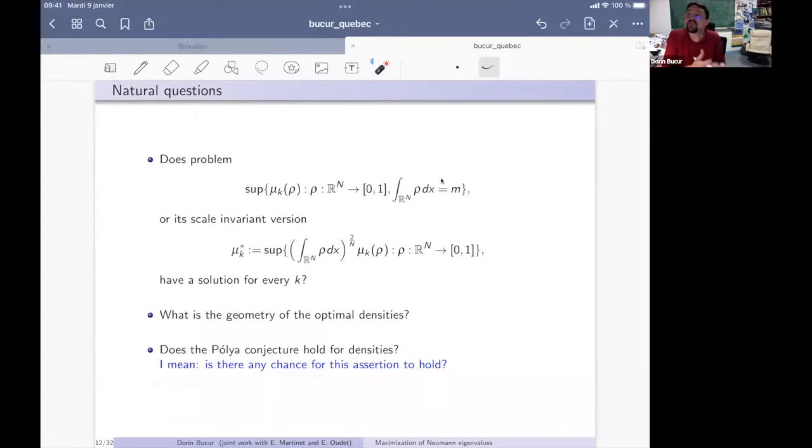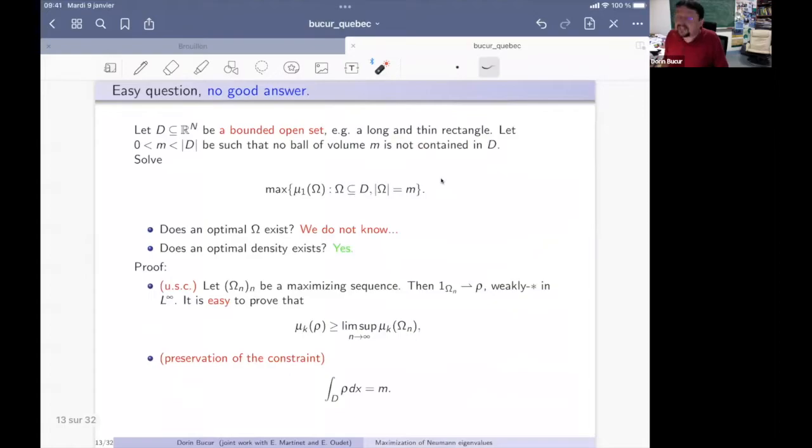Of course, we don't know the proof of the Pólya conjecture on domains, and now we come with something even more general. But it's a good question: is there a chance or not to prove it on densities? And now let me make you realize that I'm going slowly. I start with an easy question to which we don't have an answer.